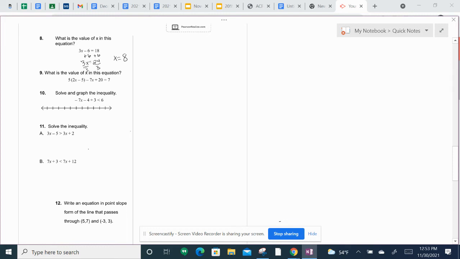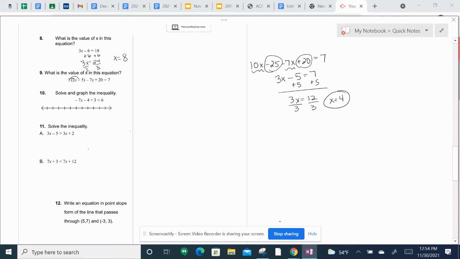Number 9 is just more complex, but I'm going to start by distributing in. So 5 times 2x becomes 10x. 5 times -5 becomes -25. And then I just have the -7x and the plus 20 equals 7 still left. Combining like terms, 10x minus 7x becomes 3x. And -25 and positive 20 becomes -5. And now I have a much simpler equation that I'm going to add 5 to each side and get 3x is equal to 12, then divide each side by 3 and get x is equal to 4.